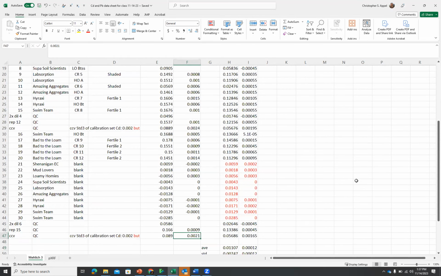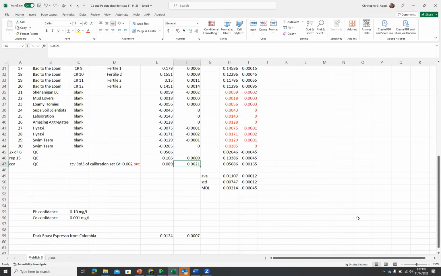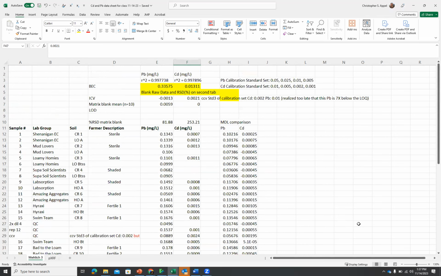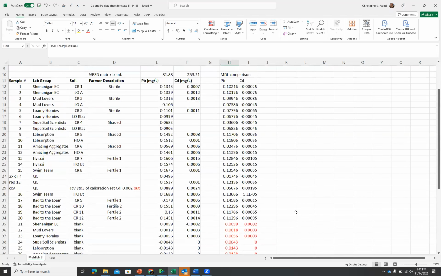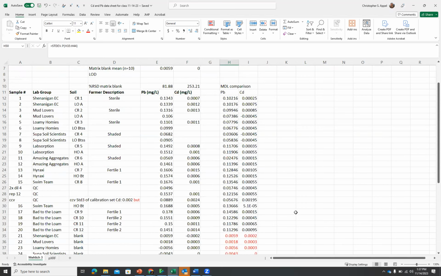Okay. Feel good about what we did? For the standard deviation, you're just using the regular standard deviation P. Are you all good?